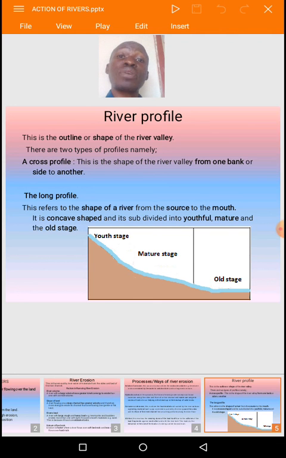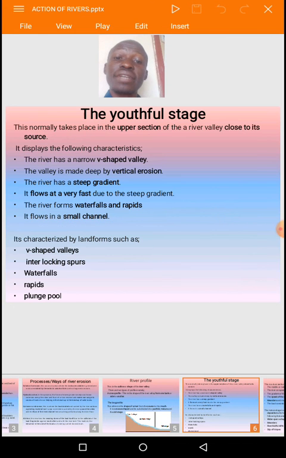Then the long profile, the one we've been talking about, starts from the source to the mouth. And they are saying it is concave shaped and it is subdivided into the youth or youthful, mature, and old stage, like our last question is indicating. Let's start with the youthful or the younger stage.